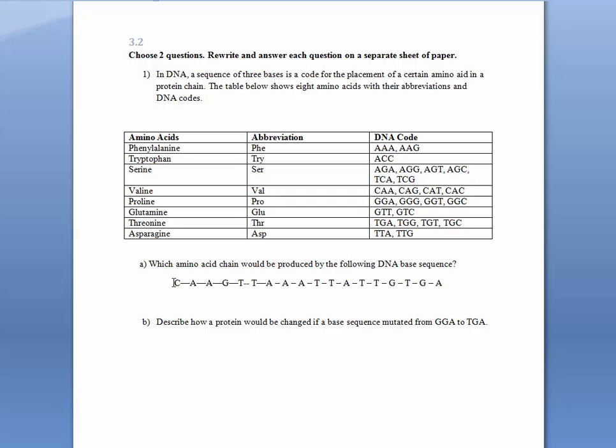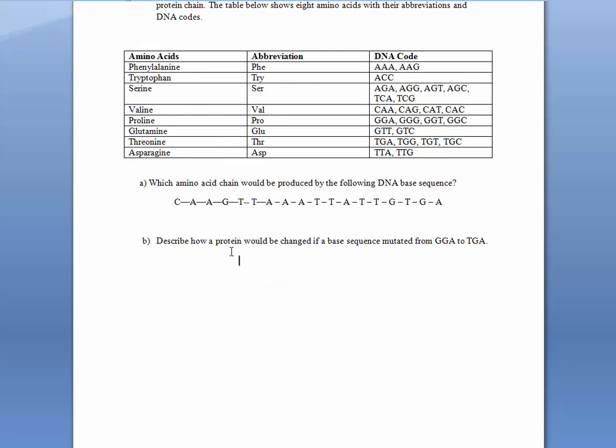For this, you're going to read each 3 letters and match them to an amino acid on the side here. So CAA is val for valine. For every 3, you're going to write the amino acid below. So GTT is glutamine, so you would have valine for CAA and glutamine for GTT, and you'd have an amino acid chain underneath of that, and you would just write that right there.